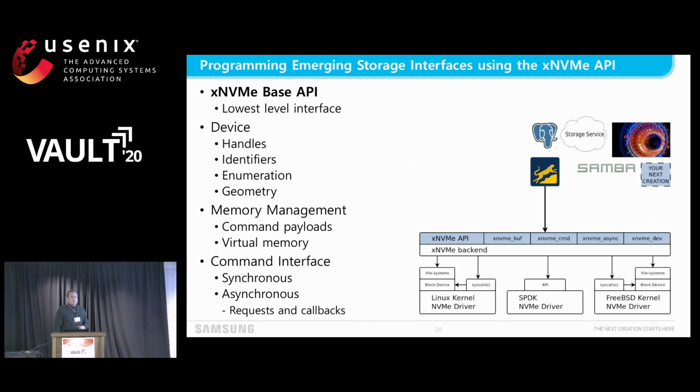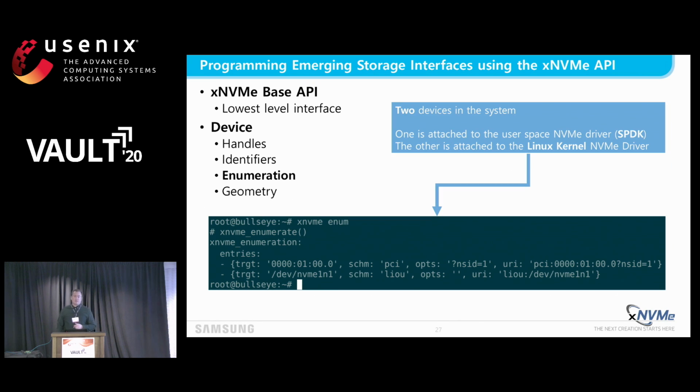So looking a bit at what the API itself looks like. At the base level, there's this lowest level interface, which is sort of an encapsulation of getting device handles, enumerating devices, probing devices for their geometry, and managing memory in terms of producing buffers to send down to your device, and then the command interface. So let me jump into what this stuff looks like.